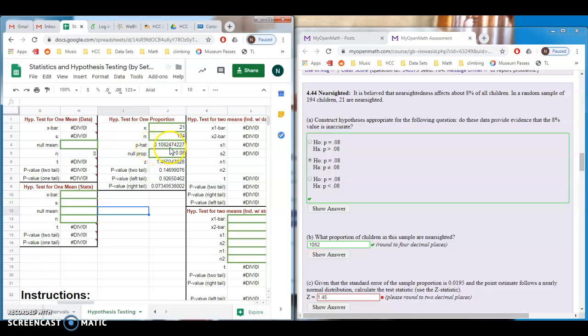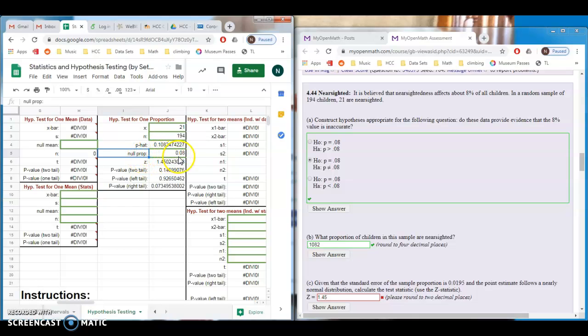We want to construct a hypothesis test for the following question. Do these data provide evidence that the 8% value is inaccurate? So what we're going to say is, if it is really 8%, how likely is it that we would have gotten 11%, which is what we did get? If it's really likely, then 8% is fine. If it seems almost impossible that we would have gotten 11%, then the 8% is wrong. We have to reject that 8%. And I'll say that again in a minute. Anyway, from our sample, these two numbers divided by each other, we get 11%.